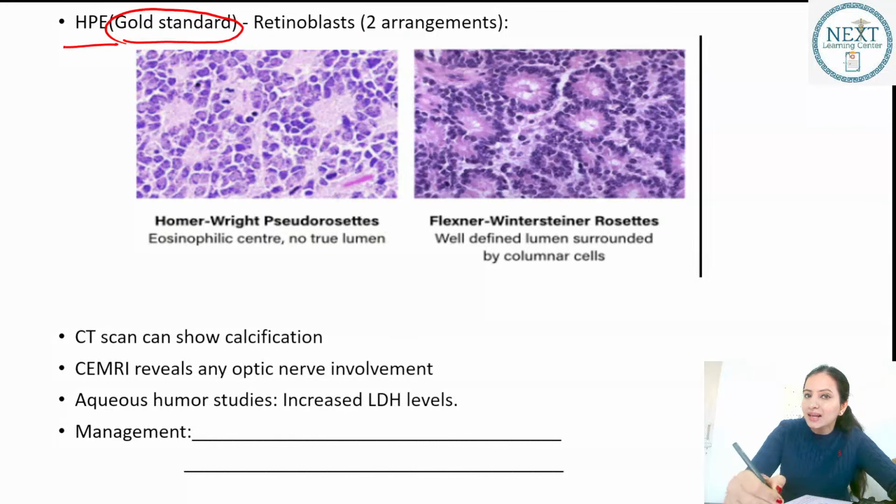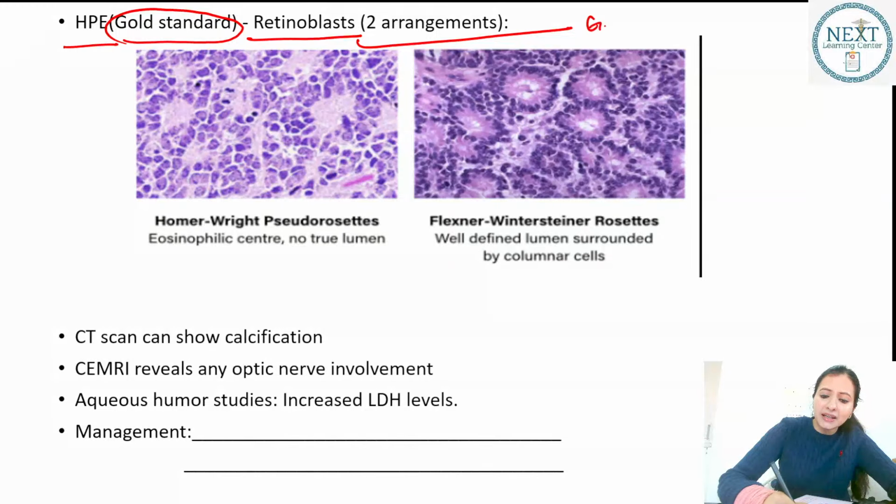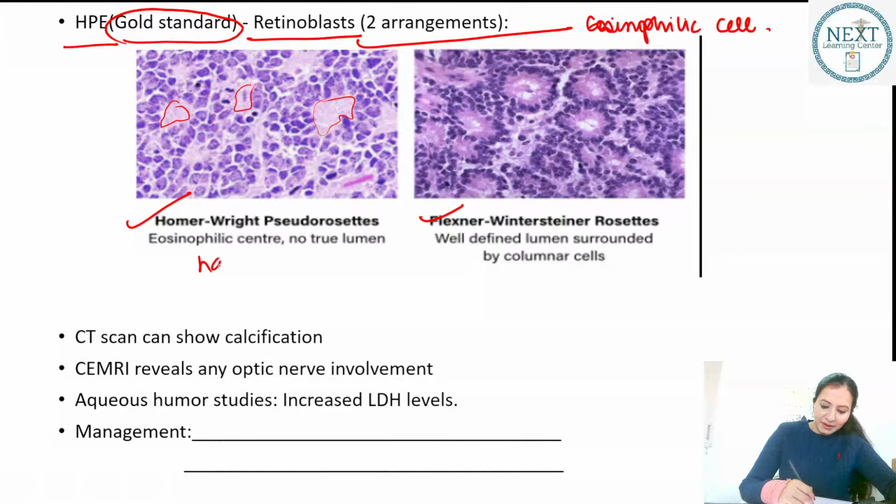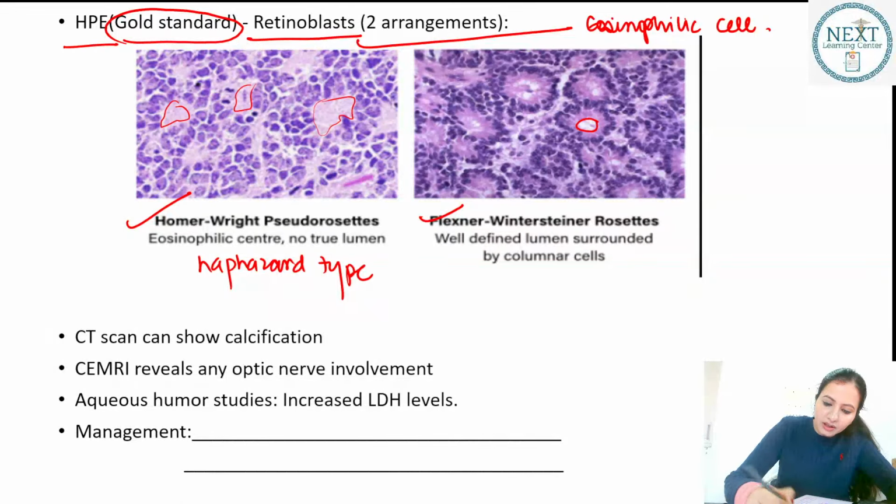The characteristic cell you see is a retinoblast. This is nothing but an eosinophilic cell. It can either come as Homer Wright pseudorosettes or Flexner-Wintersteiner rosettes. What happens in Homer Wright pseudorosettes? If you see, there is an eosinophilic center, but there is no true lumen. These are basically a haphazard type. If you look at these, they have a well-defined lumen, and it is surrounded by columnar cells. Okay, so this is Flexner-Wintersteiner rosettes.